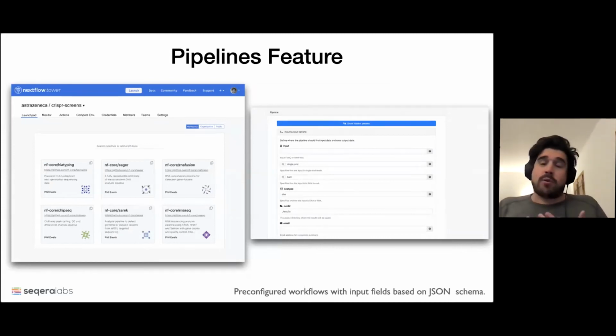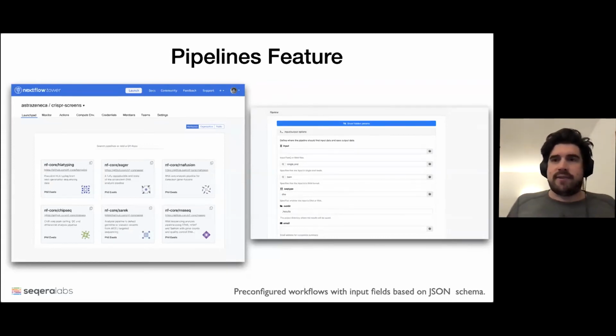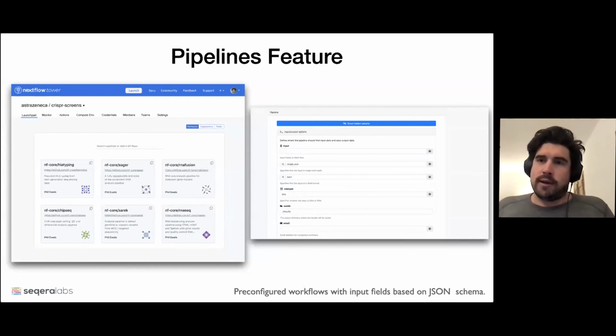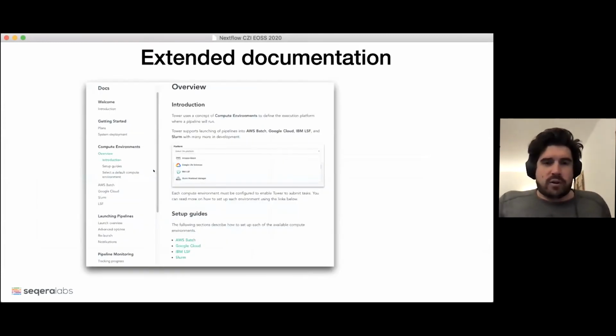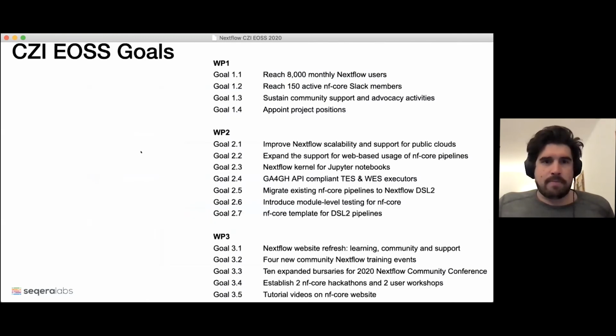For these kinds of users, we want to provide a much nicer interface for them to interact with these pipelines, but also to have sensible defaults and descriptions of what the various fields mean. And we've been working with NF Core as part of this to develop a standardized JSON schema, which is going to define the inputs of a pipeline so that it can be rendered into a form for use. There's also some extended documentation which you can find over at tower.nf.